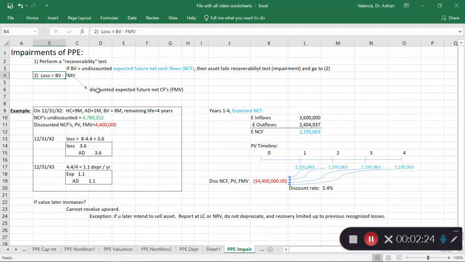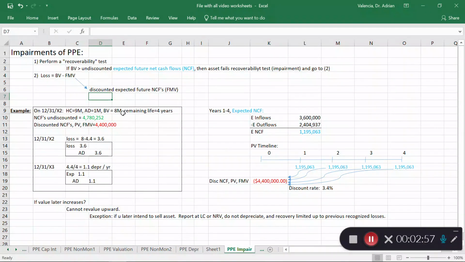All right, so here, let me just change this for consistency. All right, so let me give you an example so that you can see what I'm talking about. Assume that on December 31st of the year X2, we are examining an asset that has a historical cost of $9 million and accumulated depreciation of $1 million. So based on that, the asset on this particular date has a book value of $8 million.